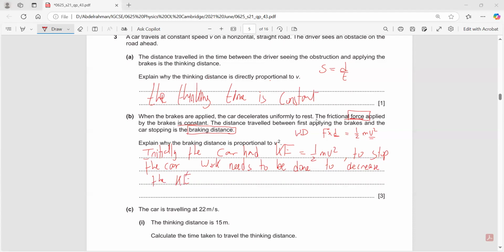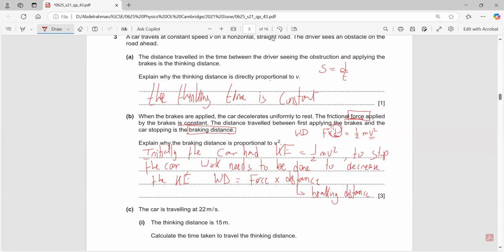You need to do work on the car to stop it, and this work done would be equal to work done equals force times distance. That's all you need to think about. So it's all about energy transfers. The distance moved would be the braking distance, which would be directly proportional to the velocity squared.